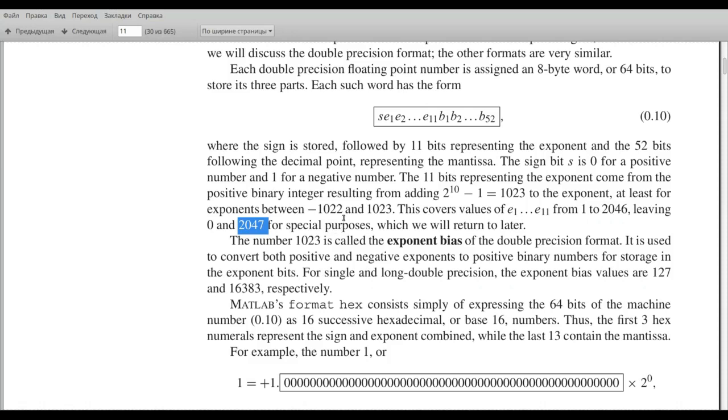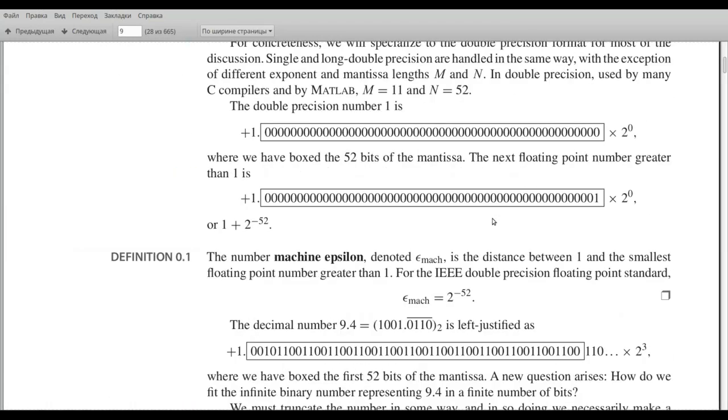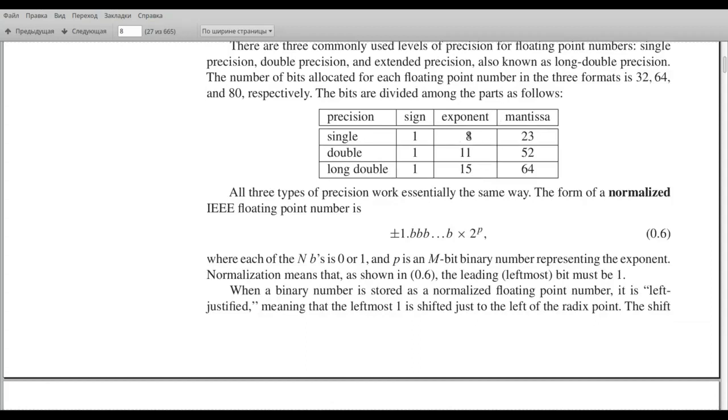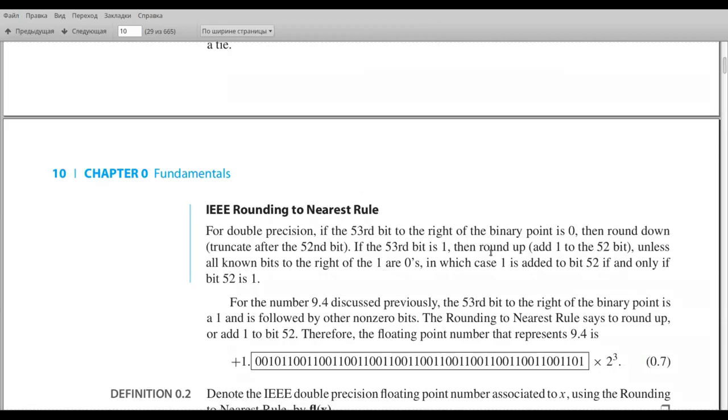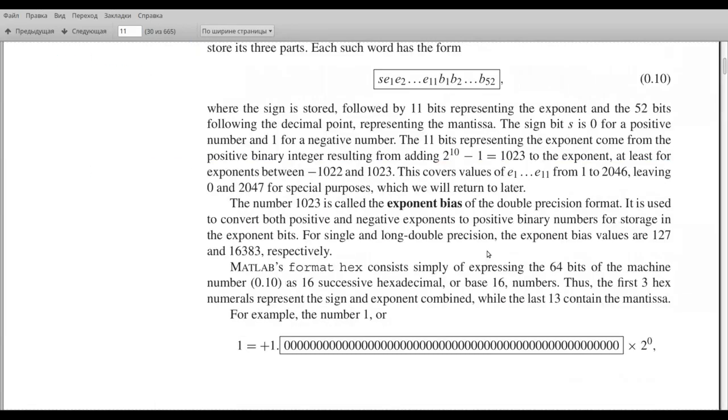So, okay. What is important is that you use bias, right? Pay attention that for single precision, because some of you will be doing some embedded stuff and so on, you will need to know about single precision. For single precision, we have 8 bits of exponent, right? So as a result, for single precision, the bias will be 2, so 8 bits, right?